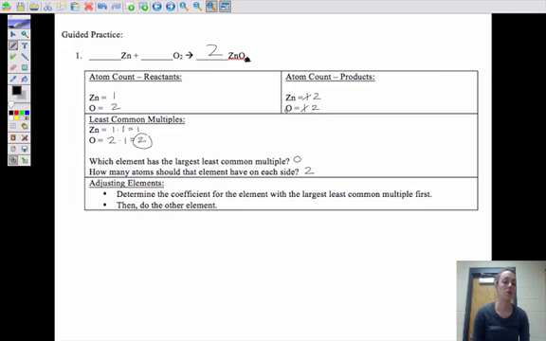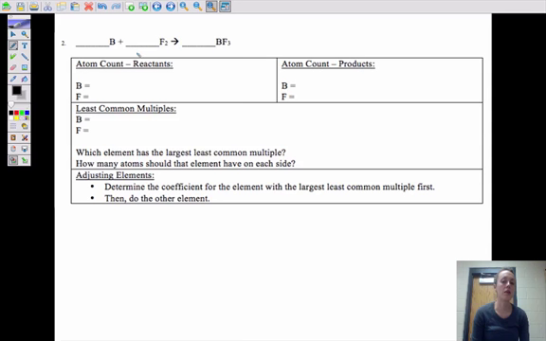Well, now my oxygens are balanced, but my zinc is not. Luckily for us, on the reactant side, zinc is a singular atom. So if I need 2 of them, because now I have 2 zincs on the product side, I can just put a 2 in front of zinc, and now my equation is balanced. If you don't feel comfortable leaving this blank, you can put a 1 here.